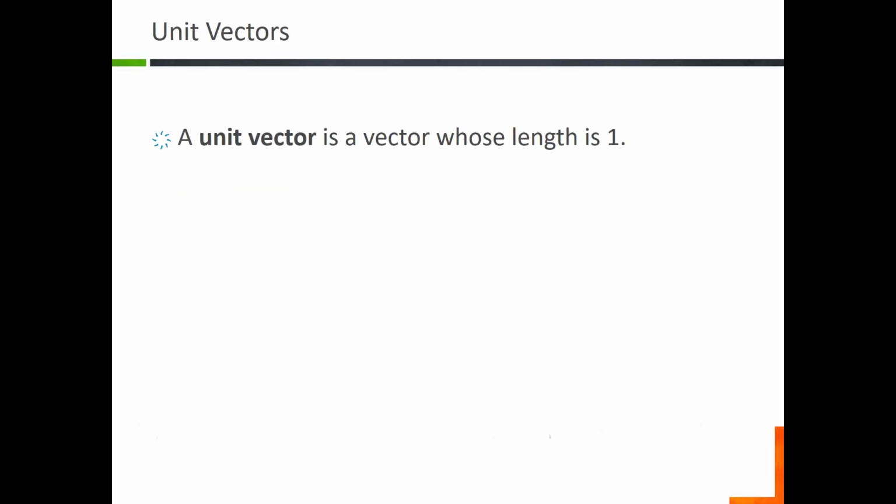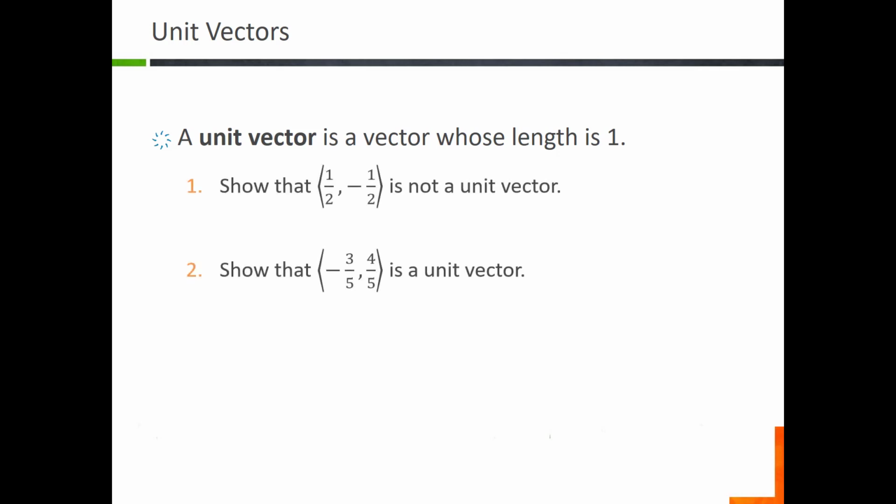All right, unit vectors. Again, this is going to set up another way that we can express what a vector is instead of component form. But a unit vector is a vector whose length or magnitude is 1. So when you compute the square root of a squared plus b squared, it turns out to be 1. So let's just work through a couple examples here. So let's show that the vector <1/2, -1/2> is not a unit vector. So let's compute the magnitude.